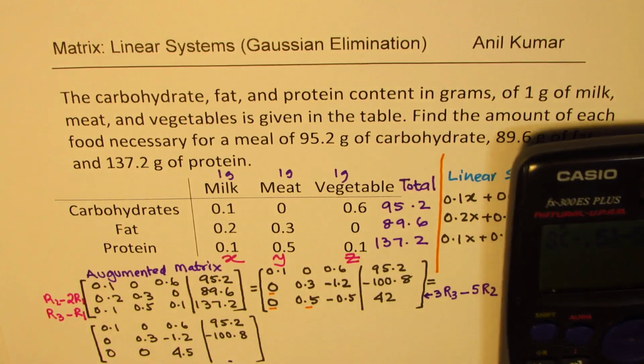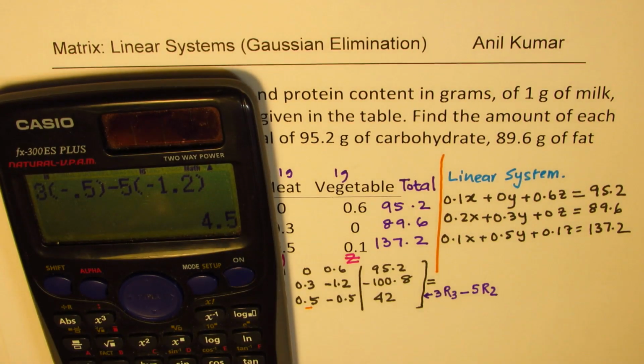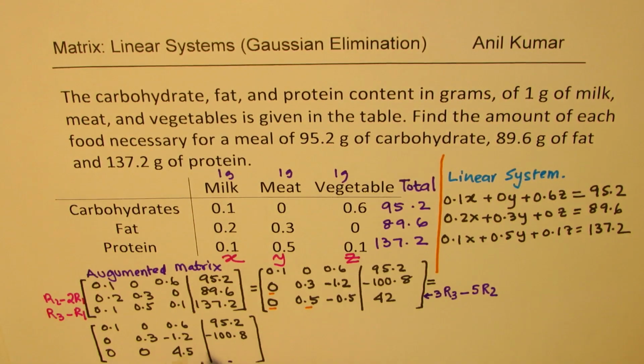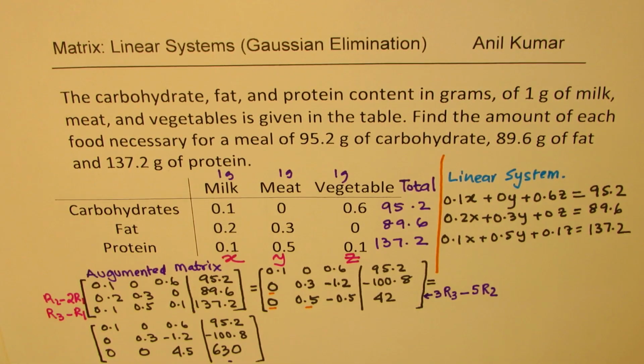Now we'll calculate the last value, which is, again, let's do 3 times 42, take away 5 times within brackets minus 100.8. And that gives me 630. So this is 630. So we get a matrix from where actually we can read these solutions, right?